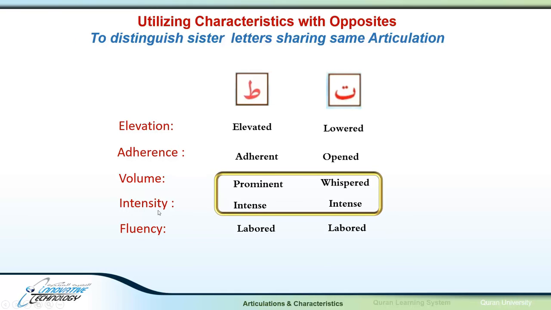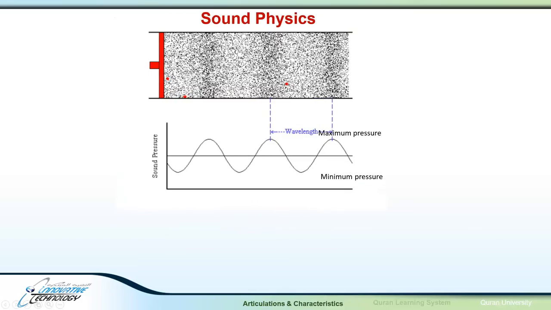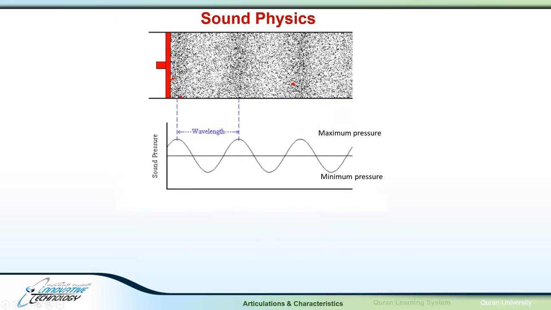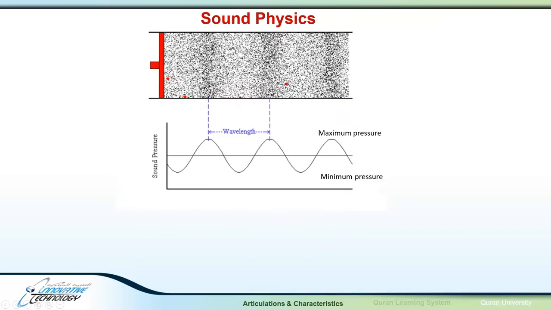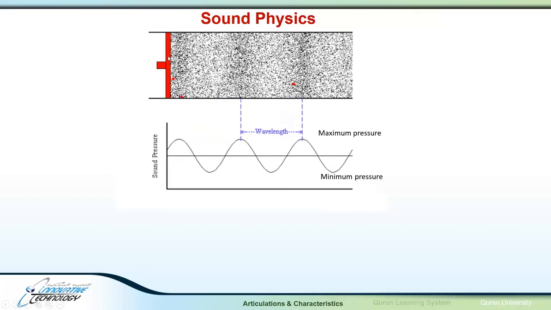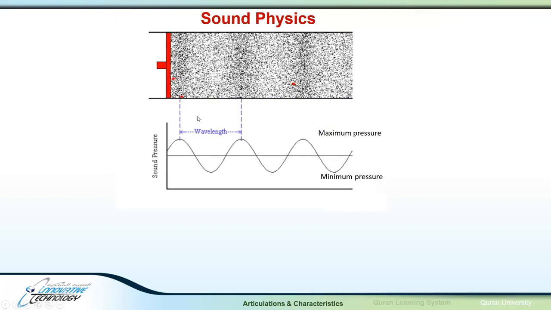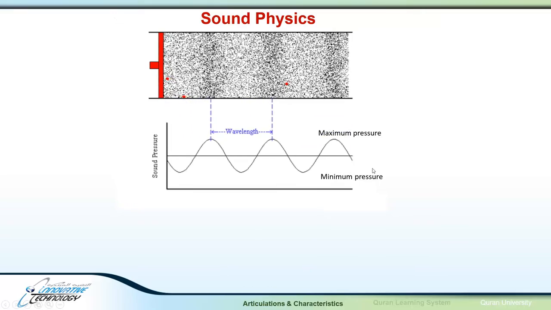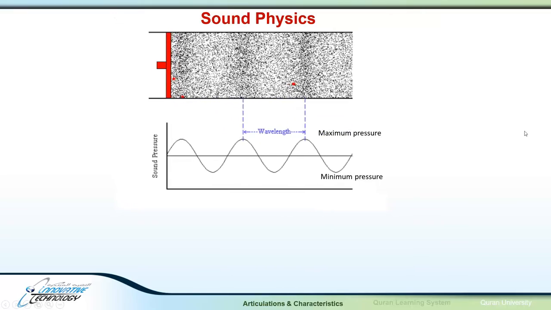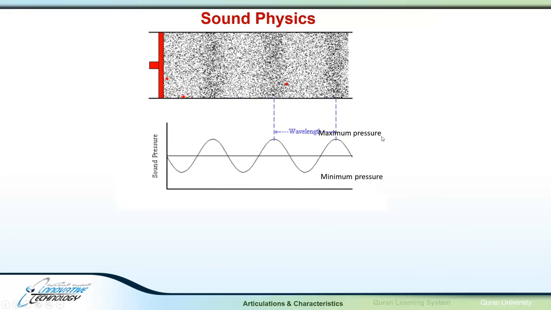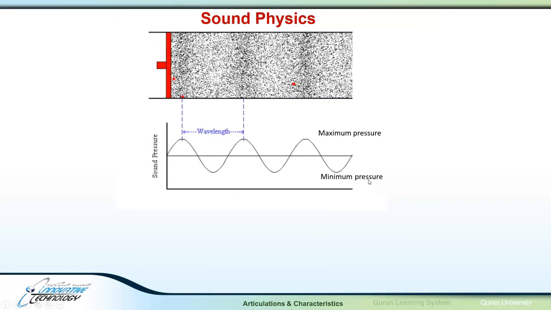But before that, let's have some background about the physics of sound. Transmission of sound is caused by compression and decompression of air particles, and this is caused by the oscillation of a sound source. And as a result, a sound wave is generated that has a wavelength and that also has a maximum pressure and a minimum pressure.